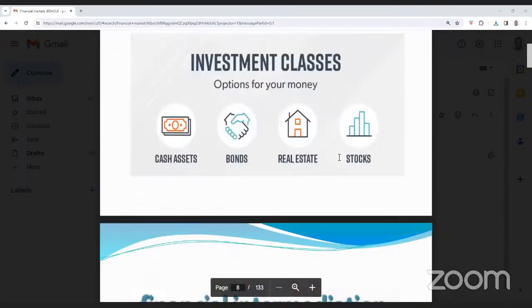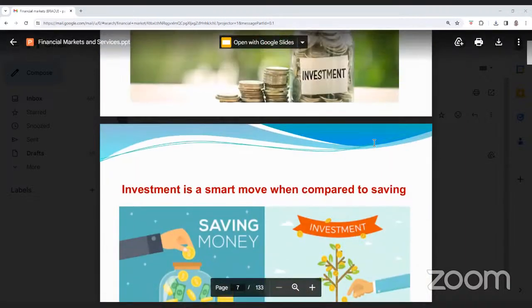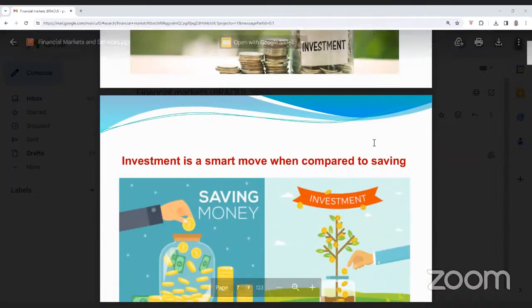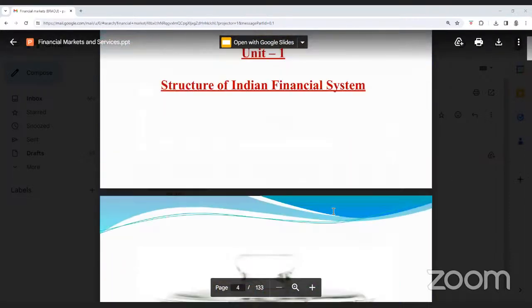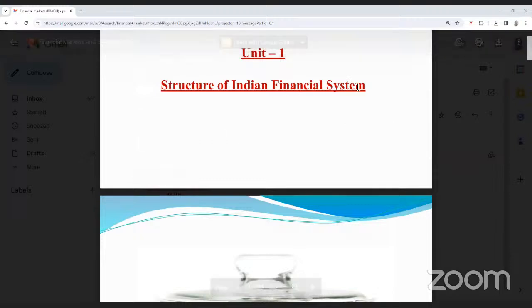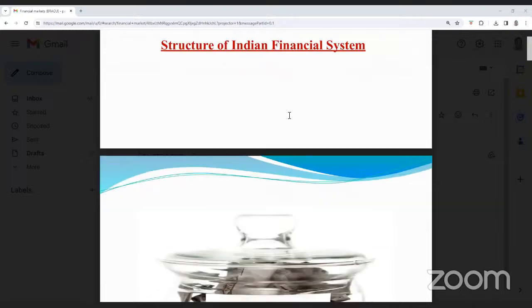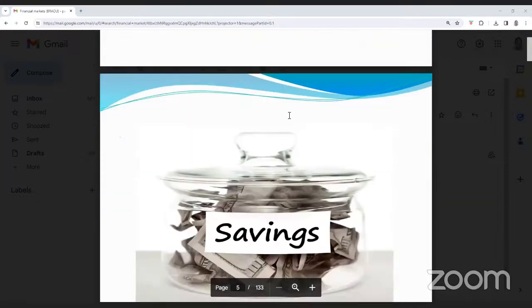Okay. So now we'll start with the financial markets. What is the meaning of financial markets? Where in the financial markets, we will be making the investments. Is it? First, we'll be talking about the structure of Indian financial system. It is there. Financial system.